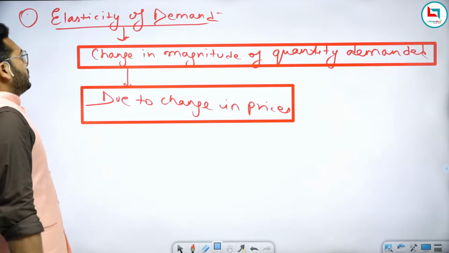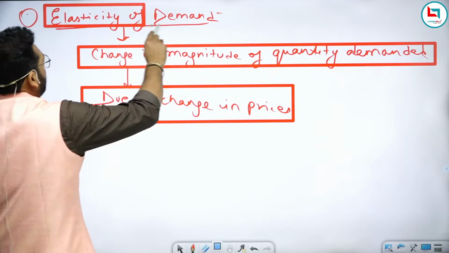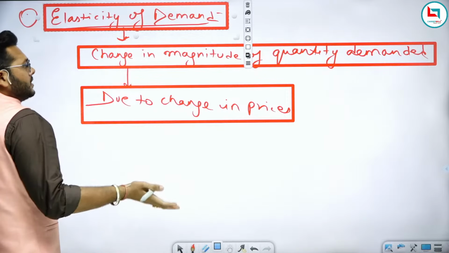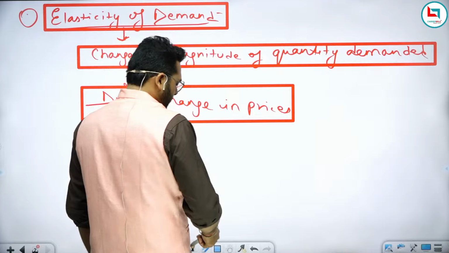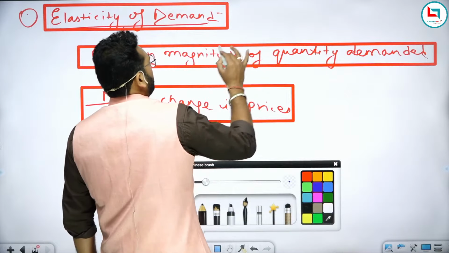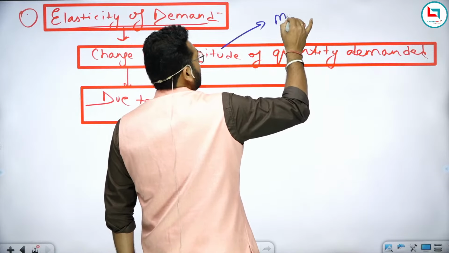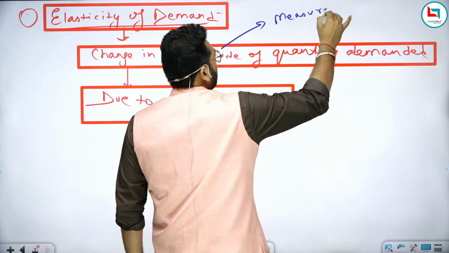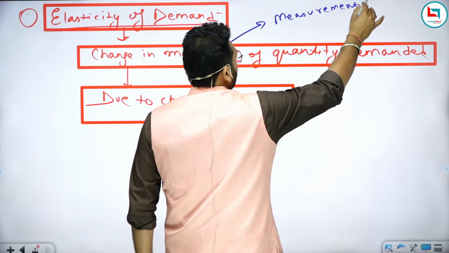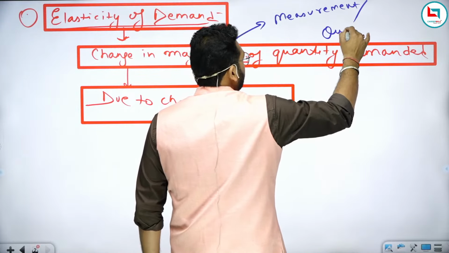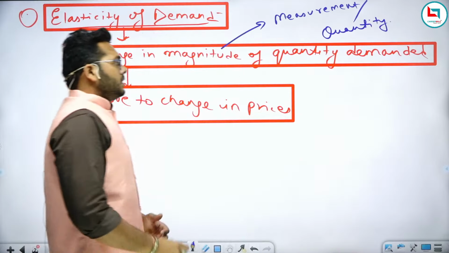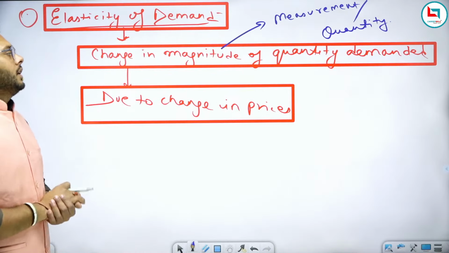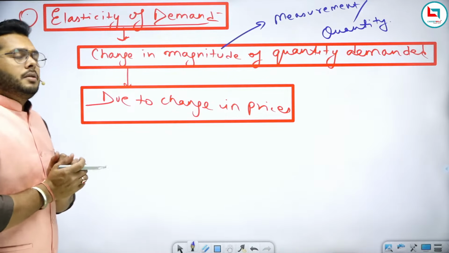So now, this is what elasticity of demand means. There is a change in the magnitude. What does magnitude mean? We can write here, magnitude means measurement, or you can say quantity, right? So the change in the magnitude of quantity demanded is due to a change in prices.